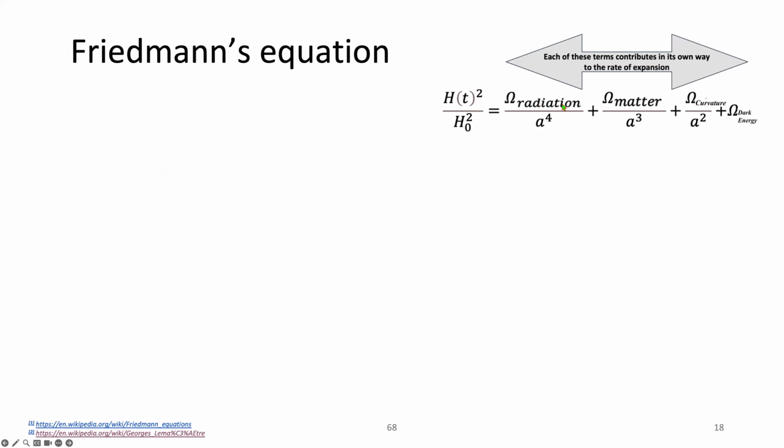Radiation, that's light, matter, energy associated with curvature of the universe, and dark energy. And each of these contributes in its own way as the universe grows. And this parameter A is the indicator for the size of the universe.